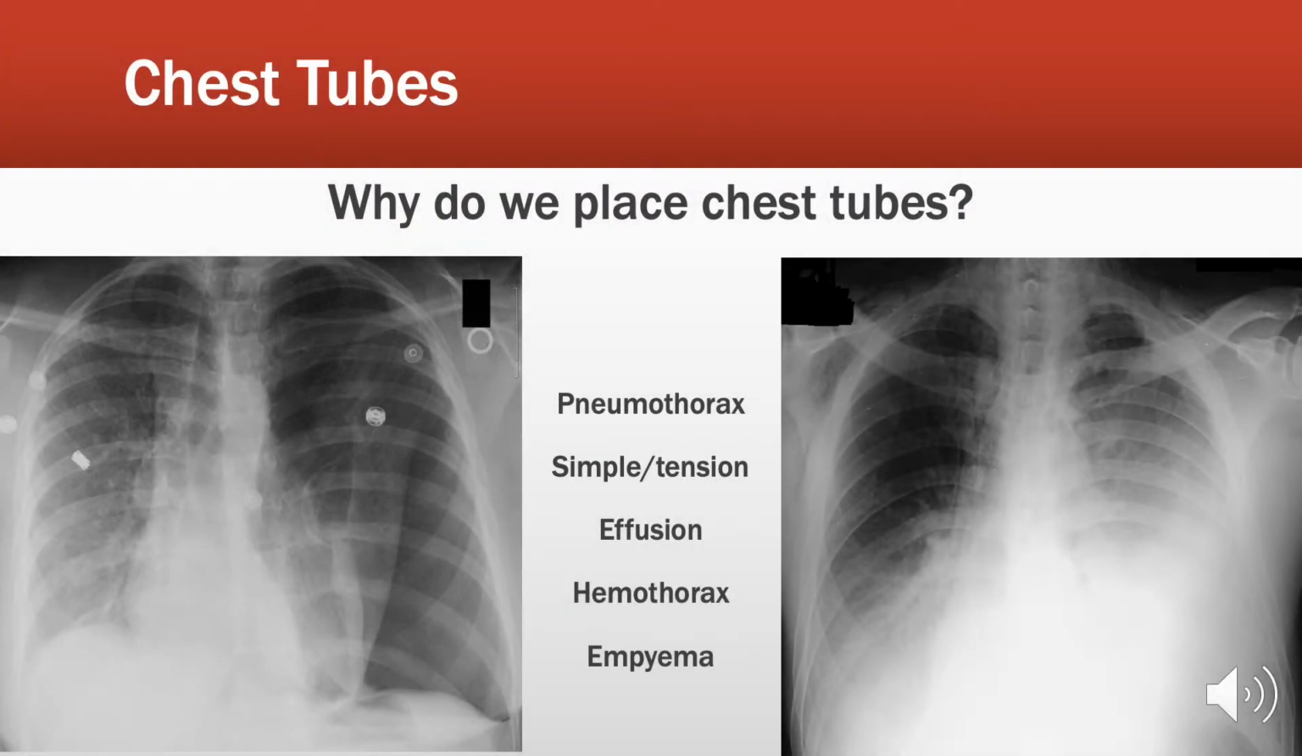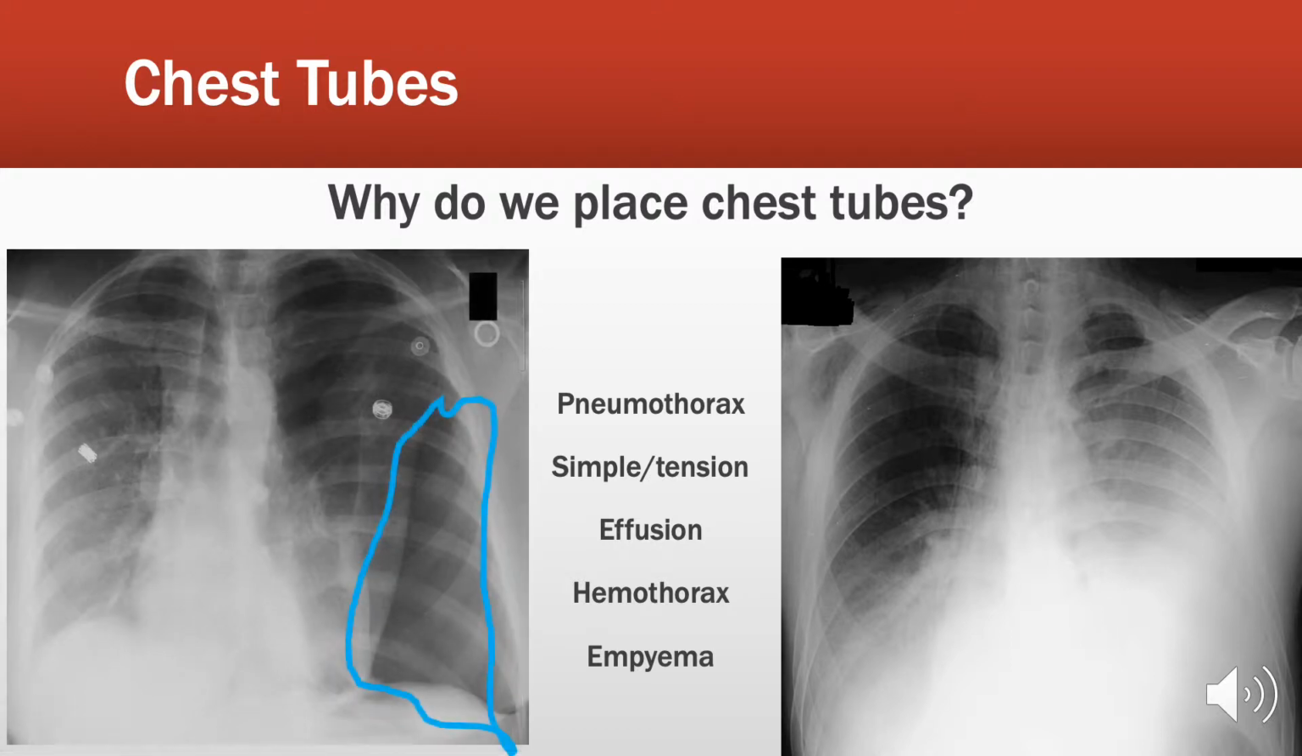All right, so let's talk about chest tubes quickly. Why do we place chest tubes? Well, they're right there in the middle of the screen. However, if we look at the chest x-ray on the left, you'll see that there's a nice large air pneumothorax. This is going to be a tension pneumothorax, not just simple, because you see the shift of the mediastinum.